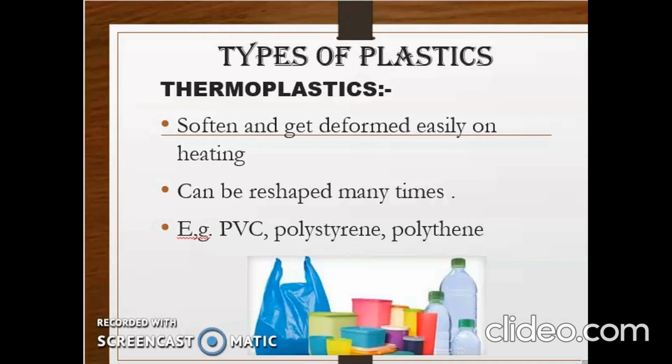Based on the behavior towards heat, plastics can be classified as thermoplastics and thermoset plastics. Thermoplastics get softened and deform on heating. They can be easily bent. They can be remolded or reshaped as many times as desired.